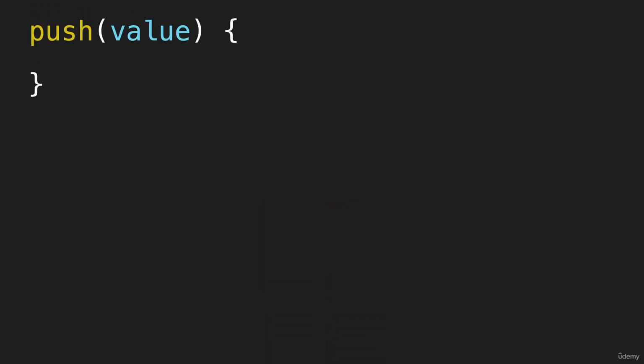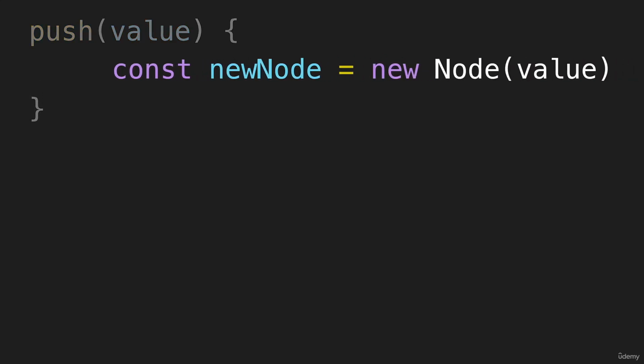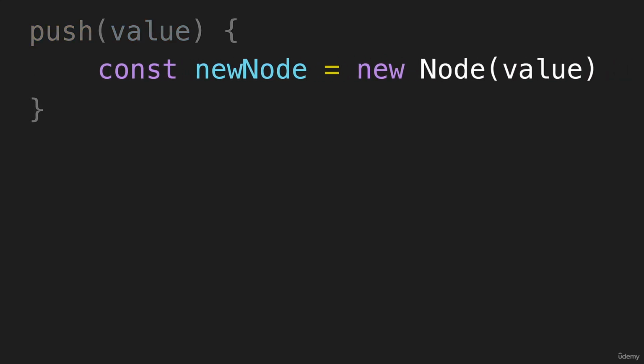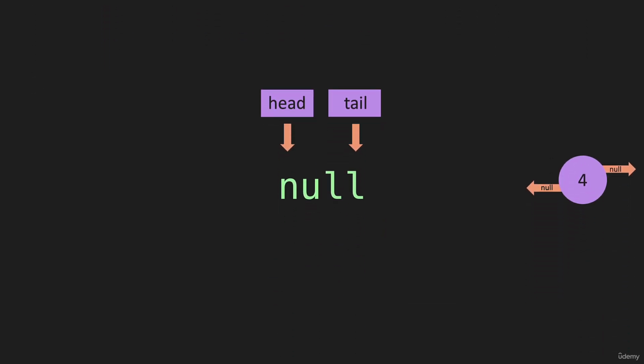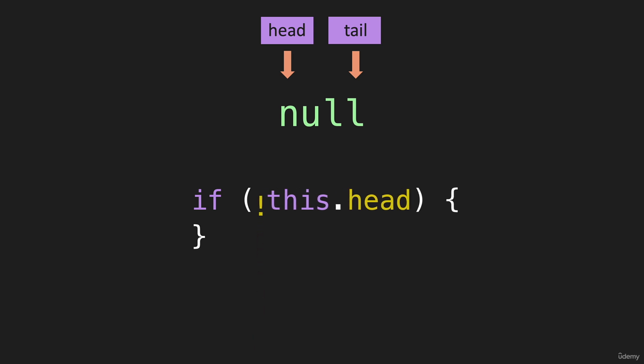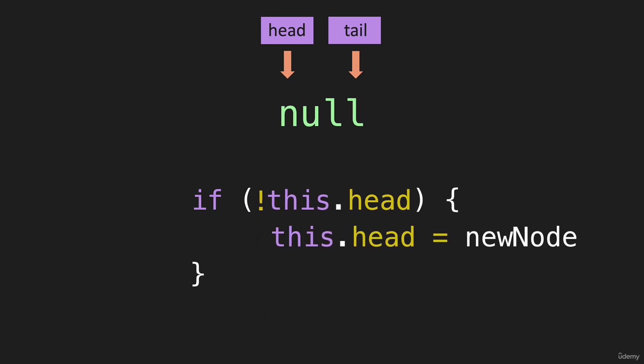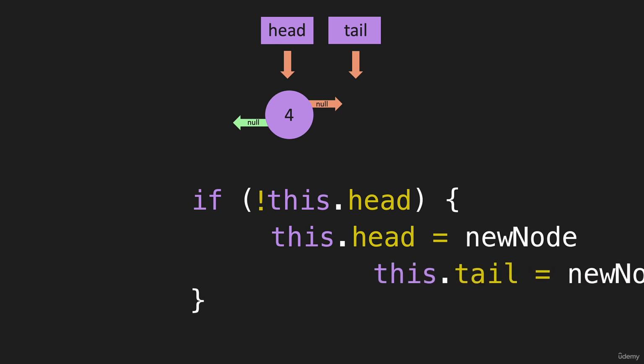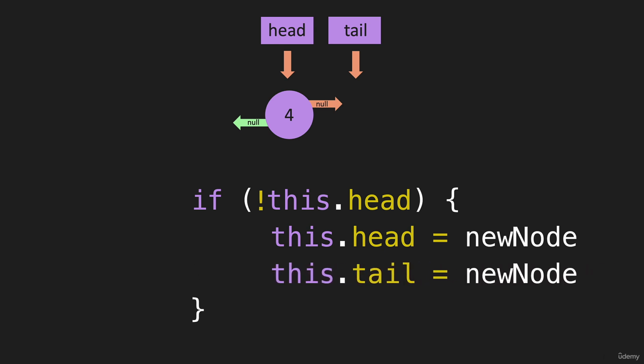So we're going to say push, pass it a value, and then create a new node. So far, this is all the same. Then we'll start with an empty linked list. So I'm going to say if this.head is null, we'll have this.head equal new node, like this for a singly linked list, and like this for a doubly linked list, but the code here is going to be the same. And this.tail equals new node, which will do that.